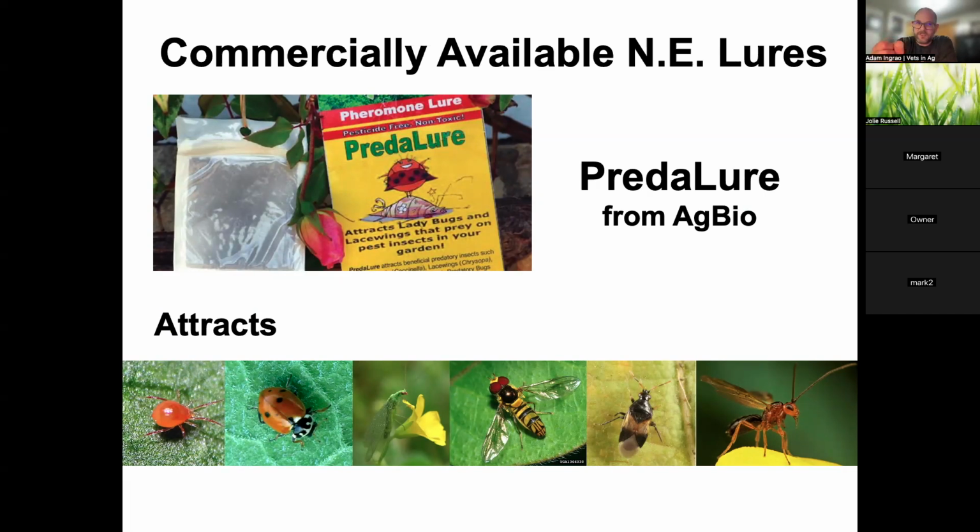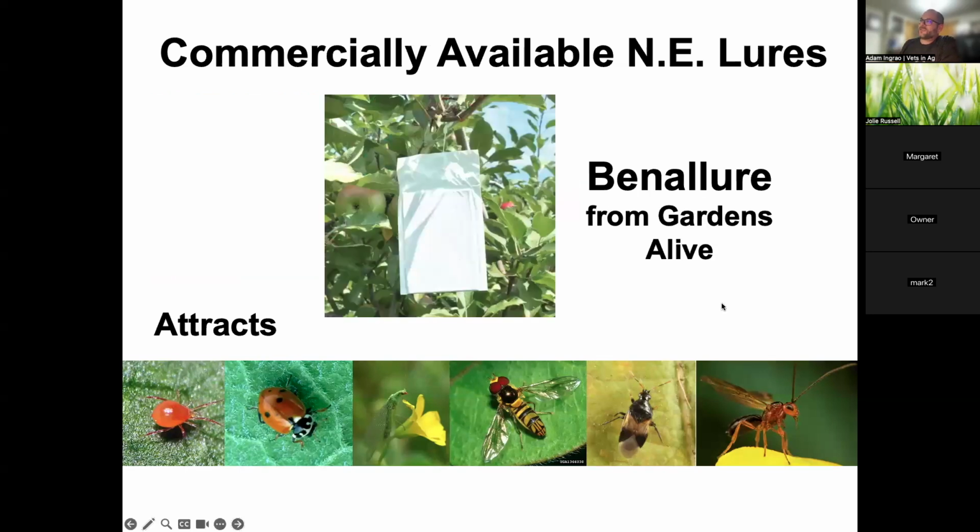You haven't used augmentative biocontrol. You haven't done conservation biocontrol. You are literally recruiting these from surrounding landscapes. And so that's where these lures really come in. There is also another available in the market known as Benelure, and that's from Gardens Alive. Very similar concept, attracts the same kind of insects, but again, is a predatory lure that is available to you.